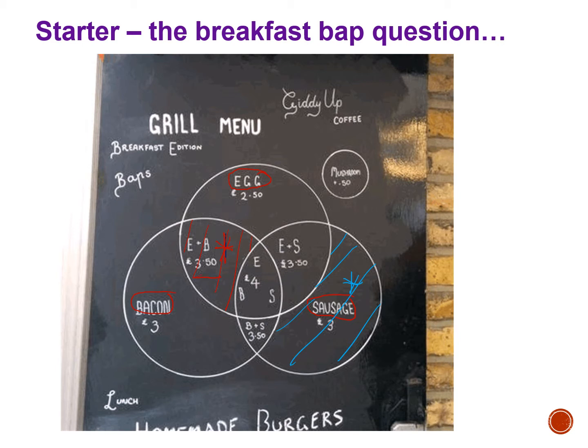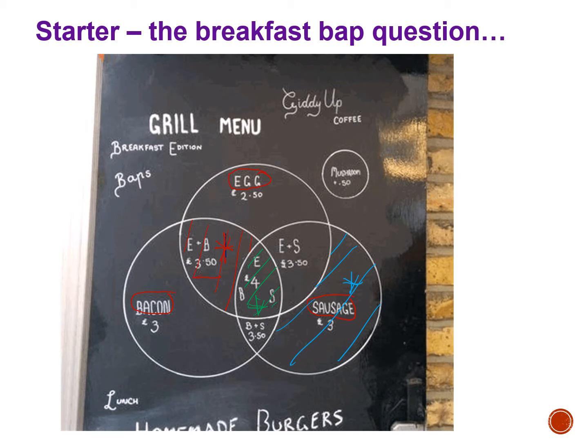Okay, the final one then, let's have a look at this section right in the middle here. If you look at which circles they're in, the egg circle and the bacon circle and the sausage circle. So that would be a breakfast bap with all three parts in it, and that would cost you £4.